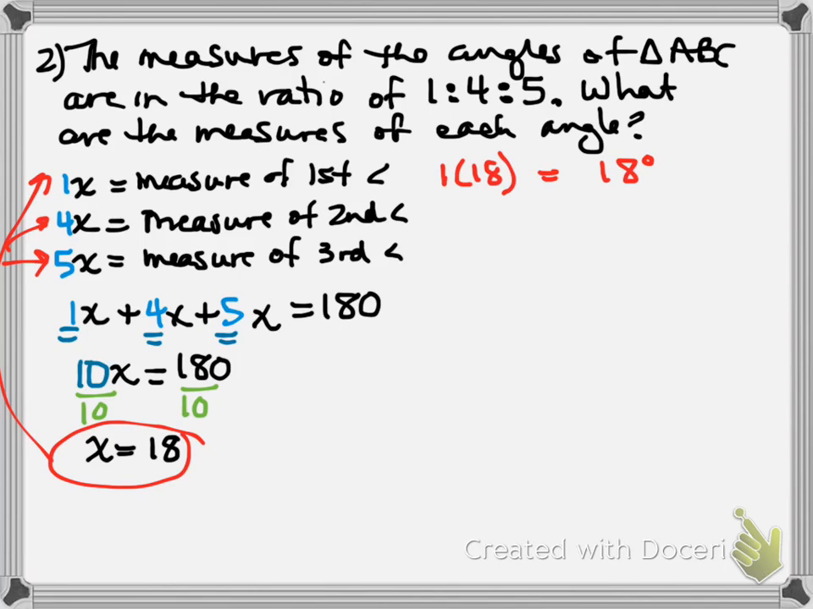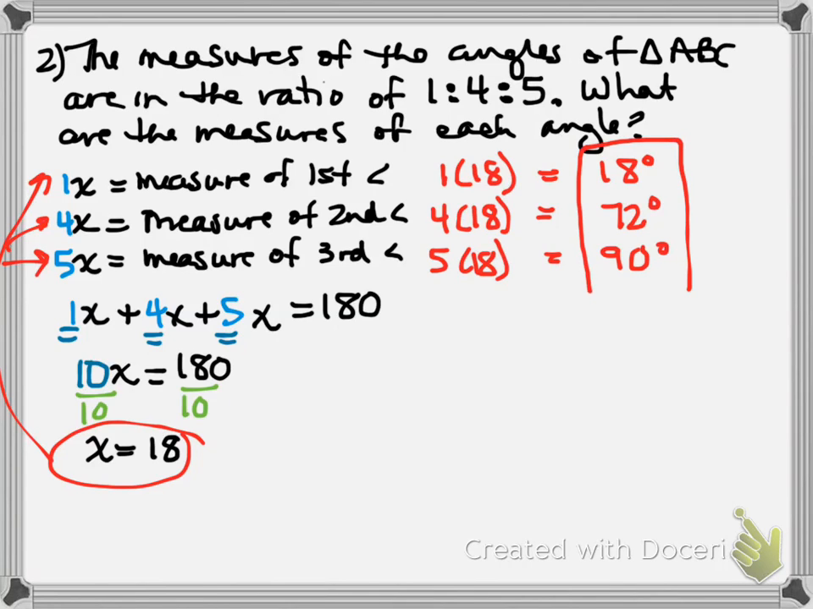18. So one angle was 18 degrees. The next one is 4 times the x value of 18. What's 4 times 18? Try again. Not 64. 72. Good. And then the last one is 5 times 18. Oh, look at that. What kind of triangle do we have? What do we call a triangle with an angle of 90? We ended up having a right triangle. That's interesting. And that is what they want you to come up with. Okay?